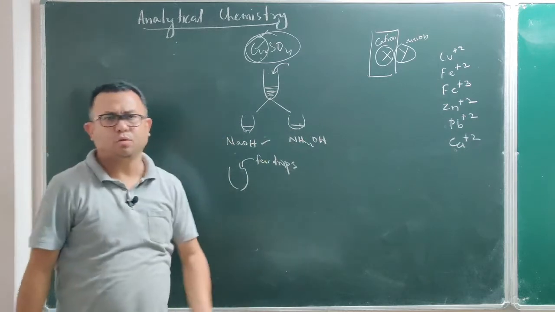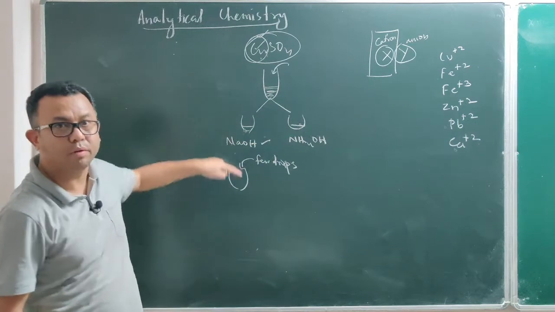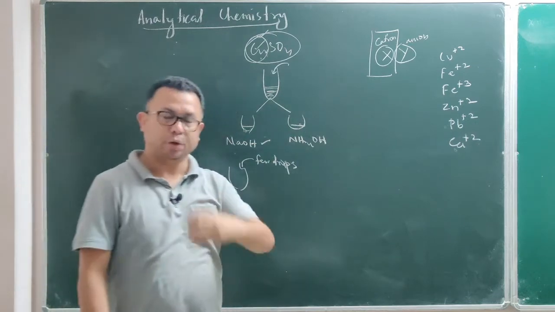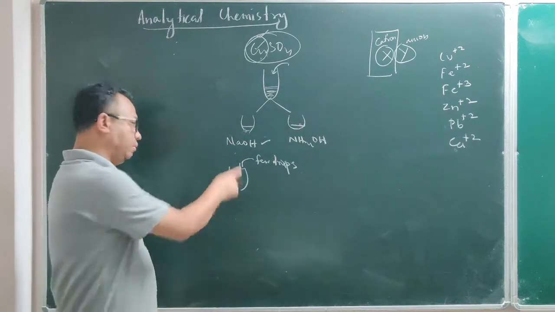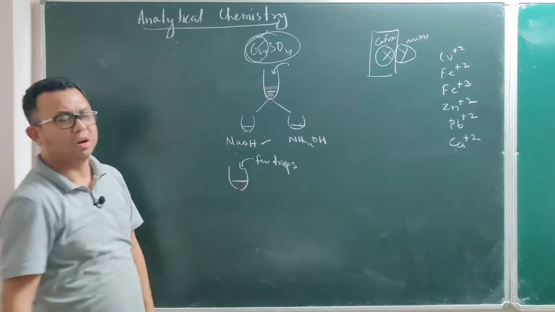Add a few drops. Now when I say a few drops, you will add around 3 to 4 drops of sodium hydroxide. Again, I am showing you practically how it is to be put. In fact, using a dropper, you will add 2-3 drops of sodium hydroxide.